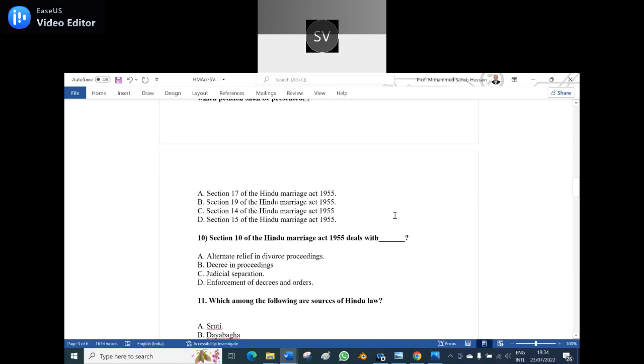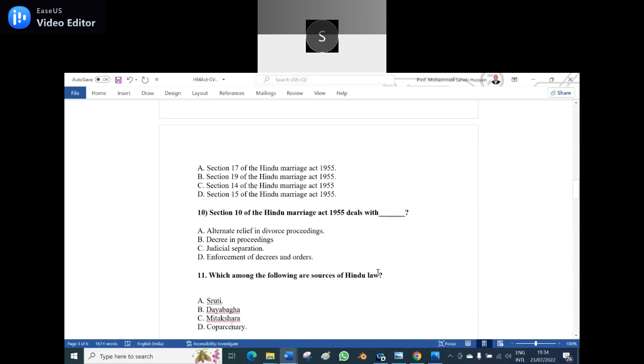10th question. Section 10 of Hindu Marriage Act deals with option A, alternate relief in divorce proceedings. Option B, decree in proceedings. Option C, judicial separation. Option D, enforcement of decree and orders. Judicial separation. Yes, very good. These are direct questions. Everyone is very thorough with Hindu Marriage Act.